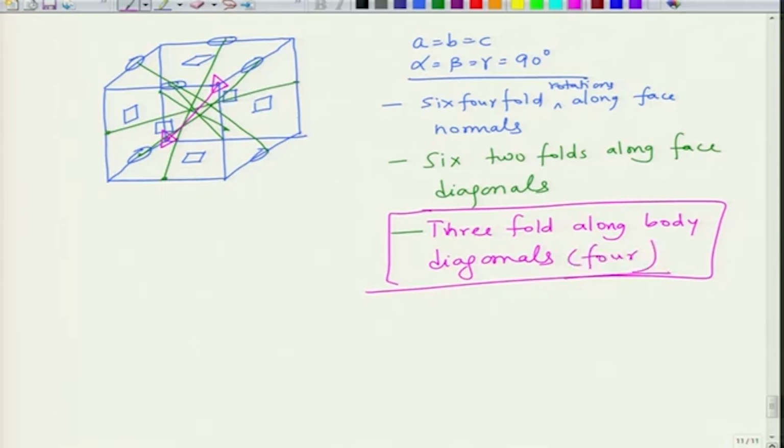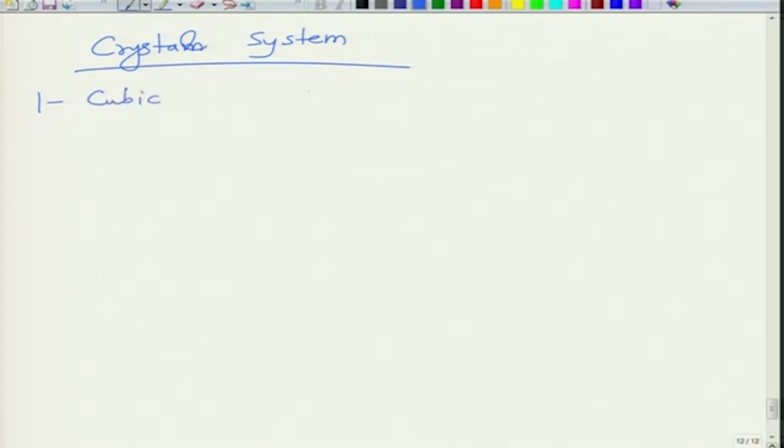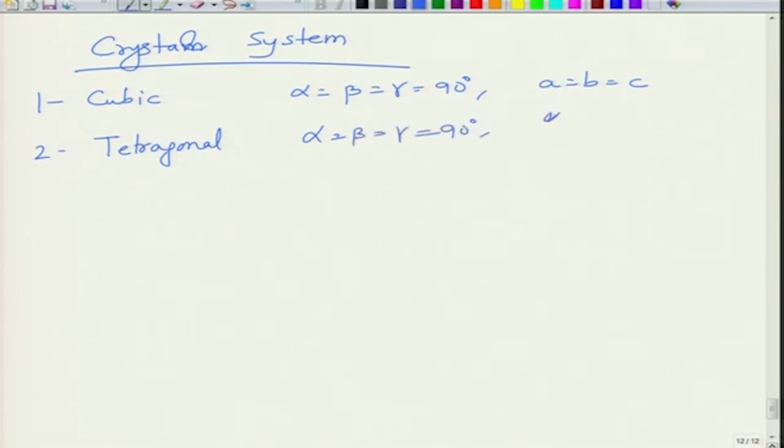Based on these symmetry arguments and the lattice definitions, people have come up with a system of crystal framework, which is called the crystal system. The first of these is cubic, which means alpha is equal to beta is equal to gamma is equal to 90 degrees, and A is equal to B is equal to C. That is what we have seen. If you distort it a little bit, you make a tetragonal system, which means alpha is equal to beta is equal to gamma is equal to 90 degrees, but A is equal to B is not equal to C. So the C parameter is a little bit shorter or longer compared to A or B.